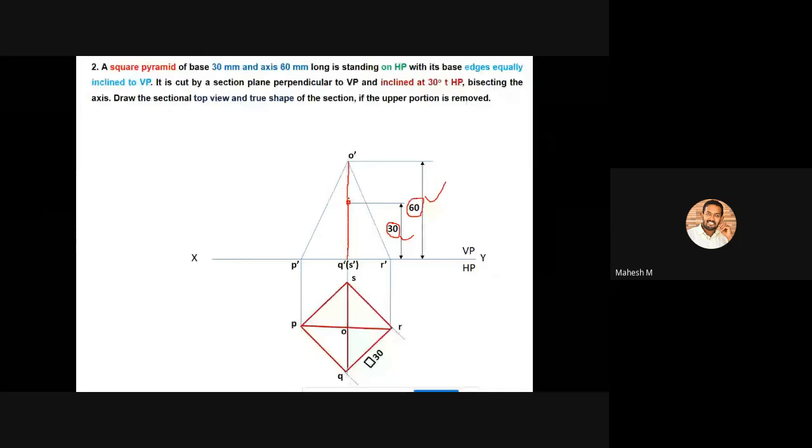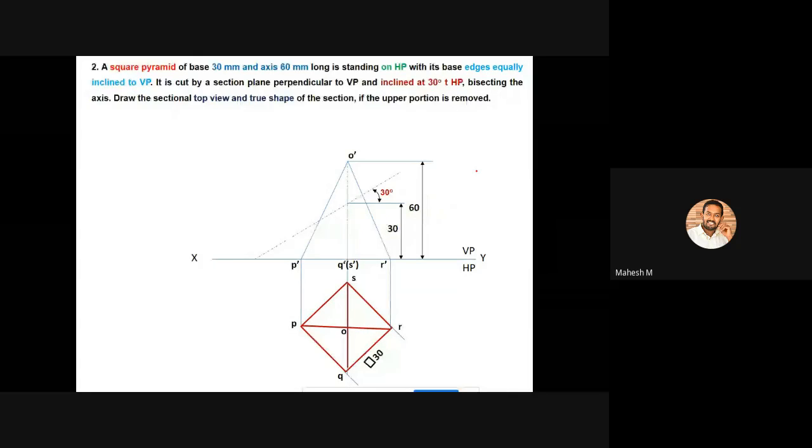Okay, if it is 70 mm, then you have to pick a point exactly at 35 mm above the reference line. Then you can create your sectional plane with an angle of 30 degrees. So it is 30 degrees to HP. You can create your sectional plane at an angle of 30 degrees like this.